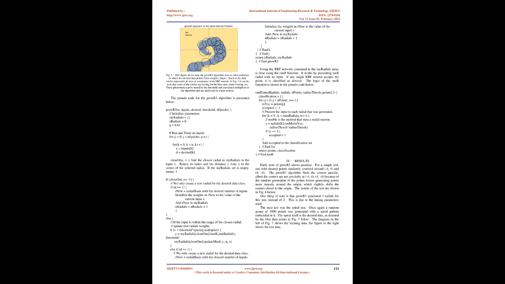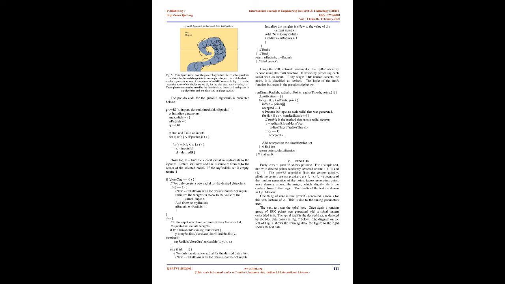Fig 5. This figure shows how the GROR3 algorithm tries to solve problems in which the desired data points form complex shapes. Each of the dark circles represents an area of acceptance of an RBF neuron. In Fig 5 it can be seen that some of the circles are too big for the blue area, some overlap, etc. These phenomena can be tuned by the threshold and associated multipliers in the algorithm and are addressed in a later section. The pseudocode for the GROR3 algorithm is presented below.